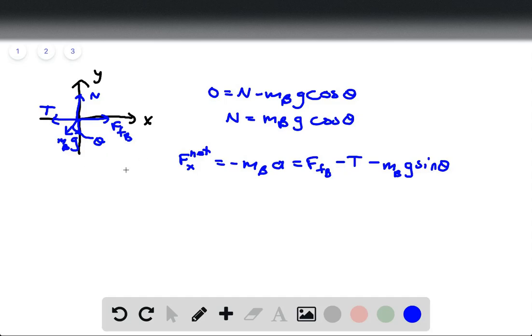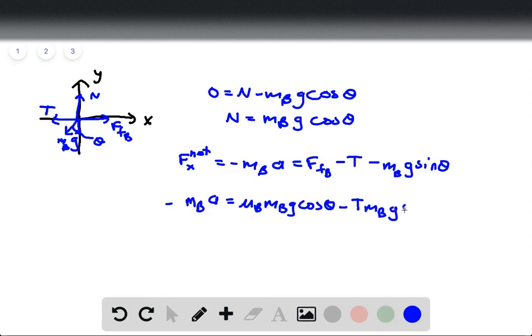So now we have two equations. We know the masses, MA and MB. We know the coefficients of friction. These are given, but we don't know the tension. I'm just going to sub in our equation for the frictional force from what we calculated with the N up there.